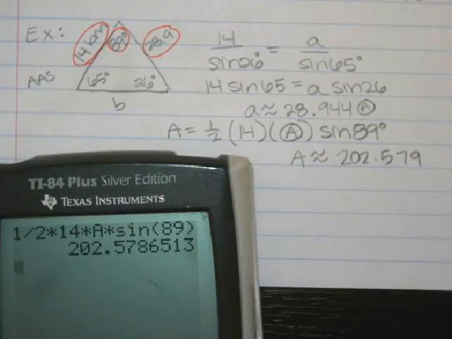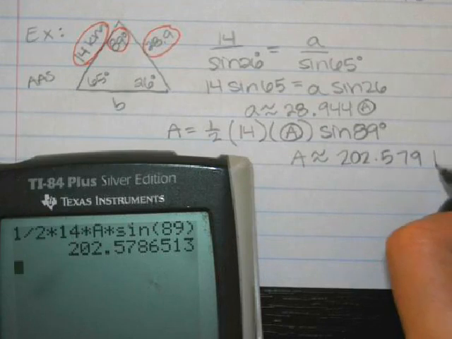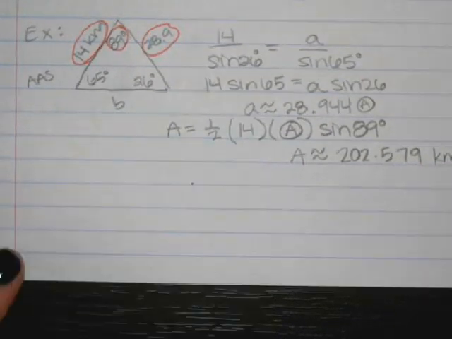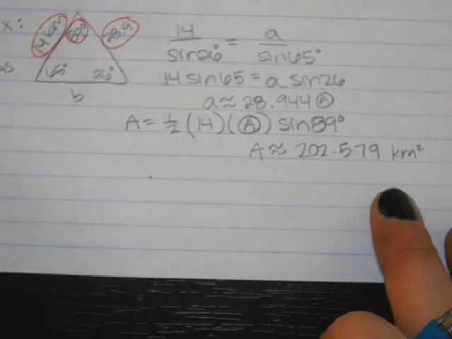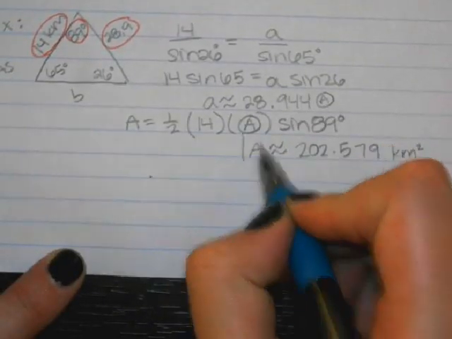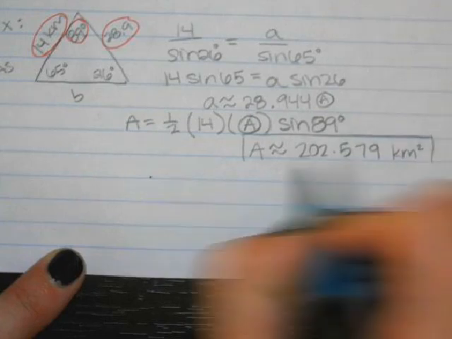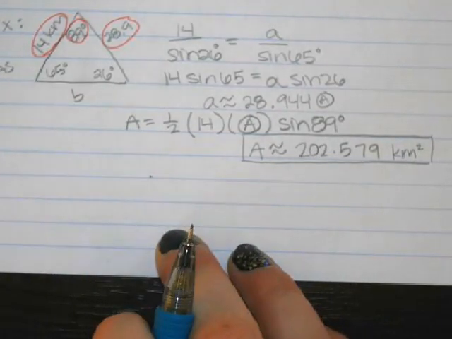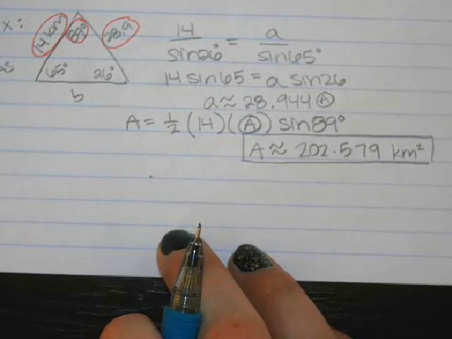Are we getting that? Yep, kilometers squared. So that's it. So we didn't have to solve the triangle. We didn't have to find everything. We just had to find enough to do side angle side. That was it.